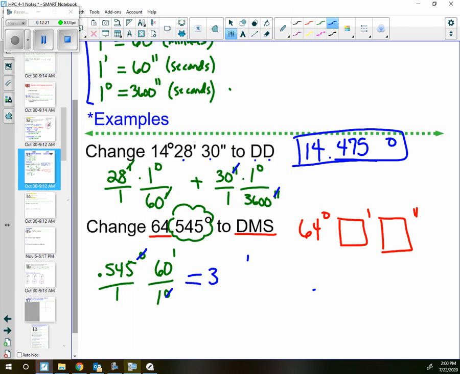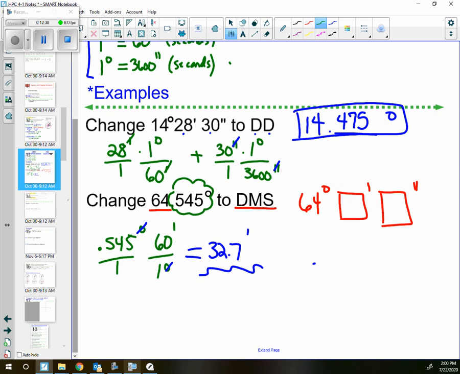So that's 32.7 minutes. Okay, now let's think about if that's reasonable. So 0.54, again, a little bit over a half, which is a little bit over half of a degree. Since there's 60 minutes in there, a little bit over half should be 32. That makes sense. Okay, now here's the interesting thing, though. It wasn't a whole number of minutes, though.